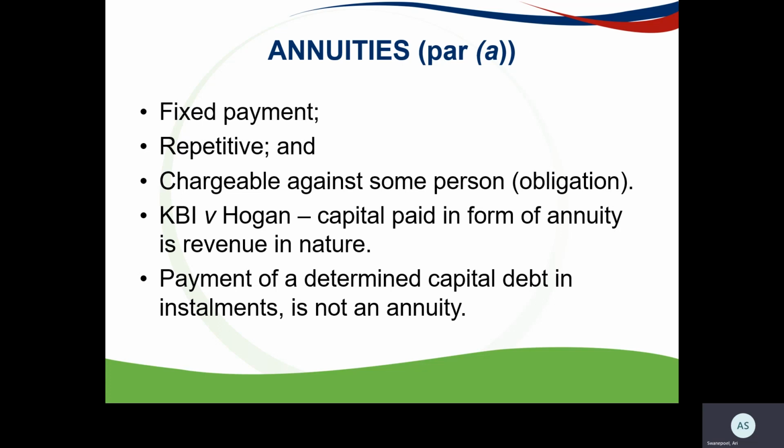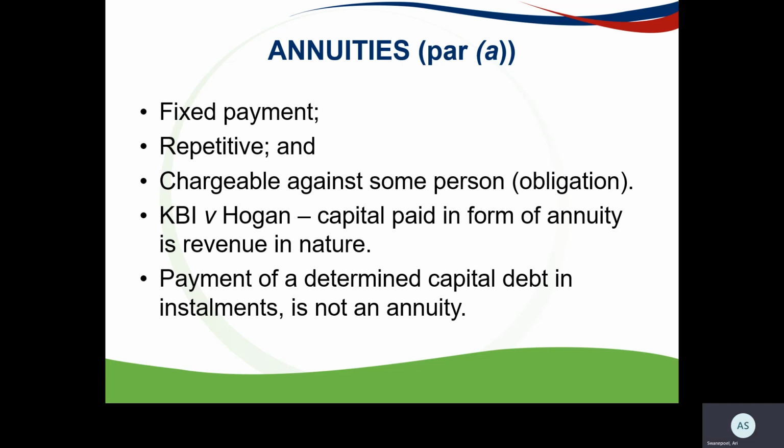Annuities, right. The requirements are that there must be a fixed payment, it must be repetitive, and it must be chargeable against some person, so there must be an obligation. It can, for instance, be against a pension fund to pay a pensioner a monthly pension income. So that will be an annuity. And in the Hogan case, capital was paid in the form of an annuity, and that was held by the courts to be revenue in nature. It was an accident and the person got compensation, which is usually capital in nature, but because it was paid in the form of an annuity, it was included in gross income.